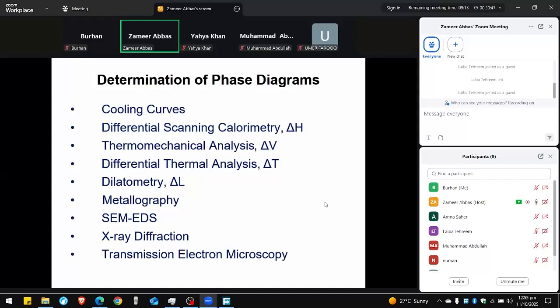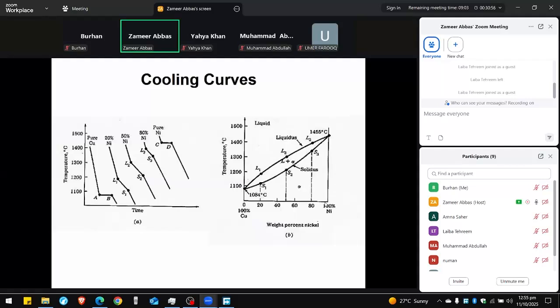Cooling curves. If you look at pure copper that is being cooled from 1400, this is time, on the y-axis is temperature. So it starts to cool, let's say from 1400 degrees centigrade. With the passage of time, it reaches some temperature, that is its equilibrium melting temperature. At that melting temperature, the time will increase and the temperature will not decrease with the passage of time until all of the liquid copper is solidified.